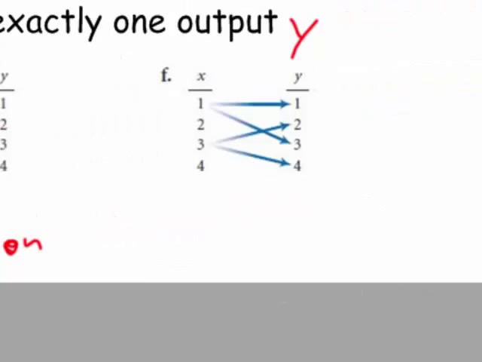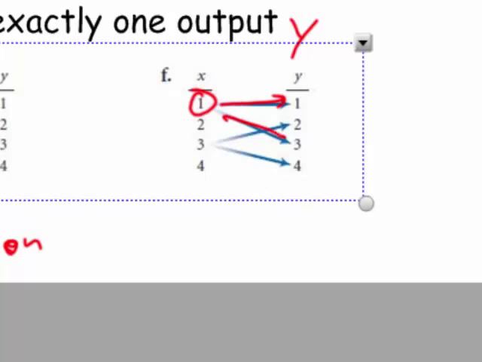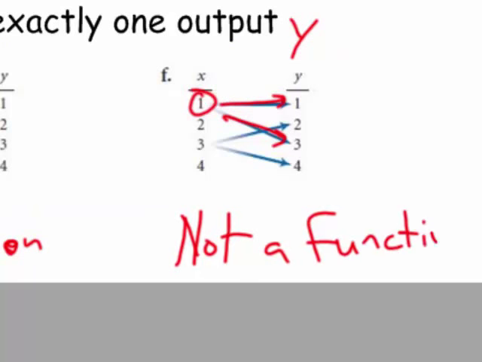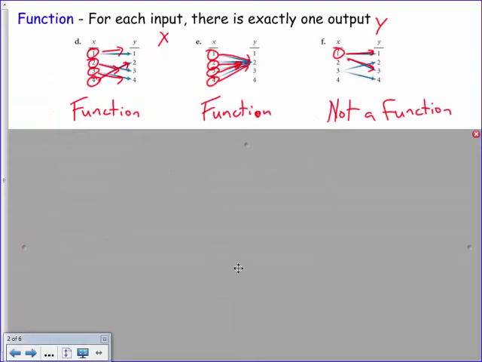Well, then when you get to the third one, just by looking at 1, it has two outputs. So this is not a function. So to be a function, each input can only have one output, exactly one output.